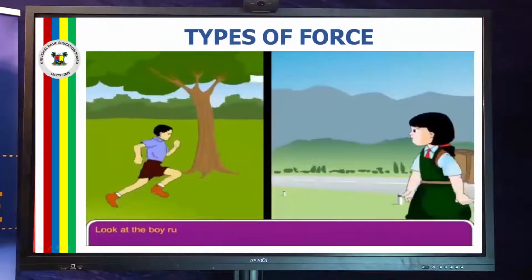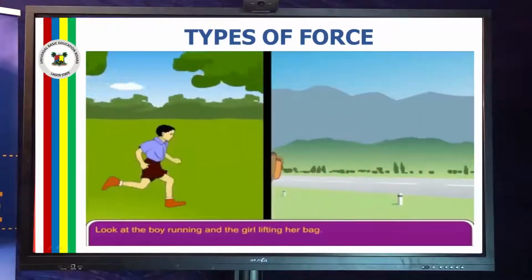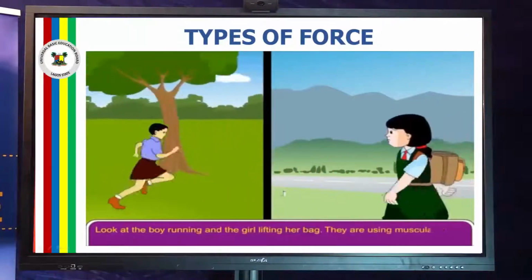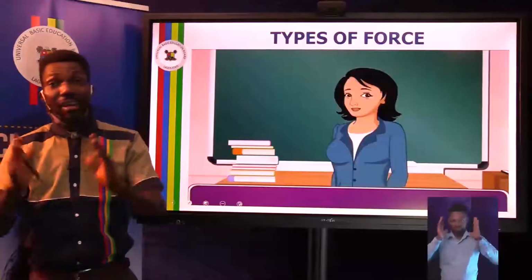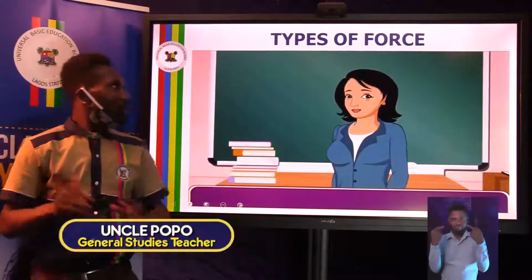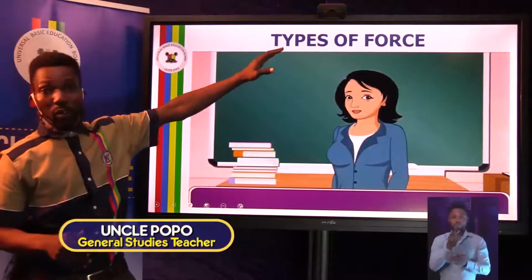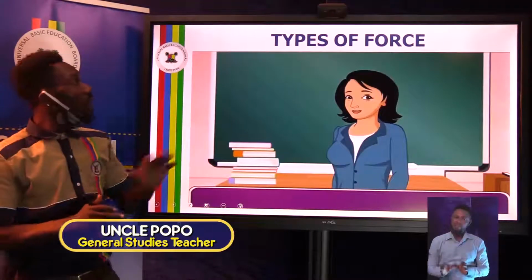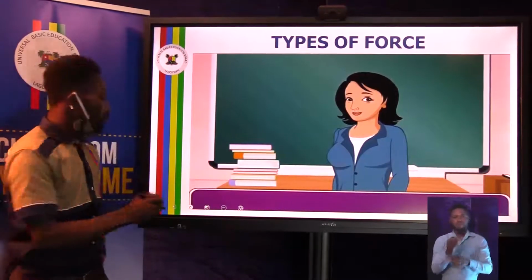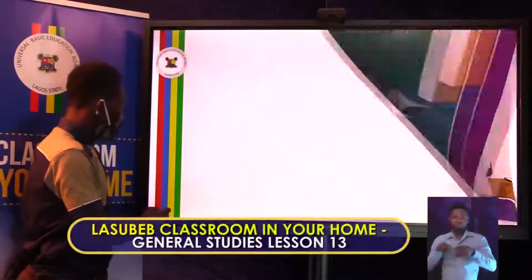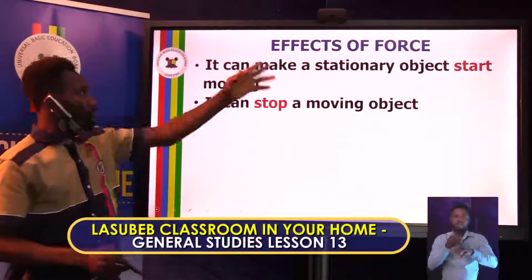Look at the boy running and the girl lifting her bag. They are using muscular force. Eyes on me. Good. From the video, you have seen some activities under different types of forces. Now let's move on to effect of force.